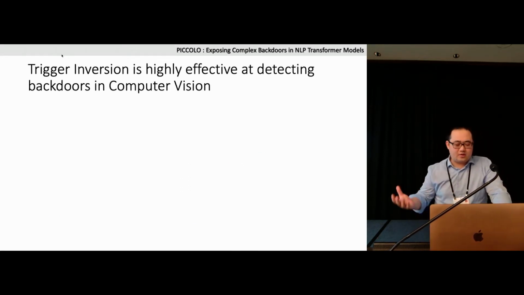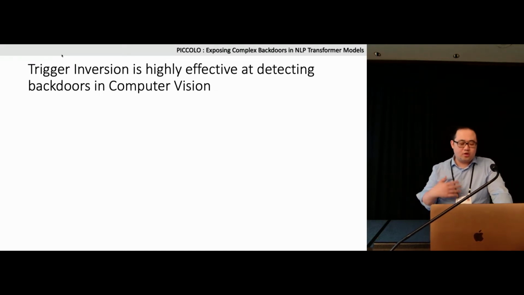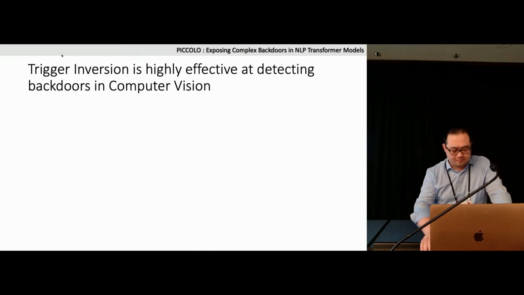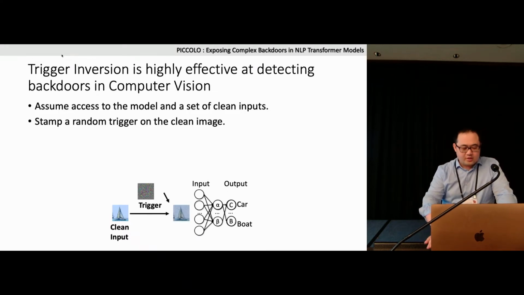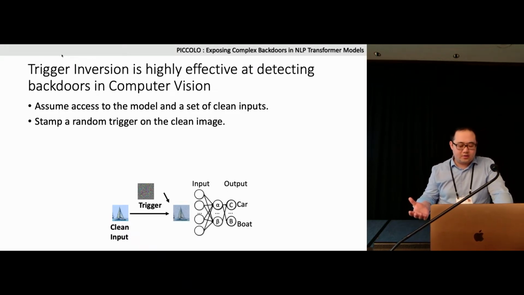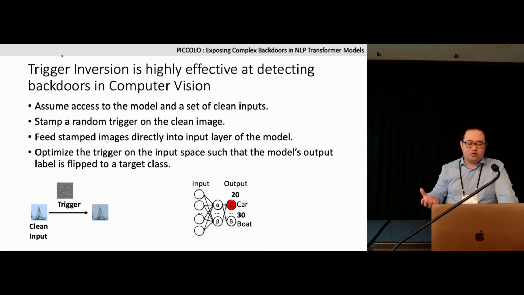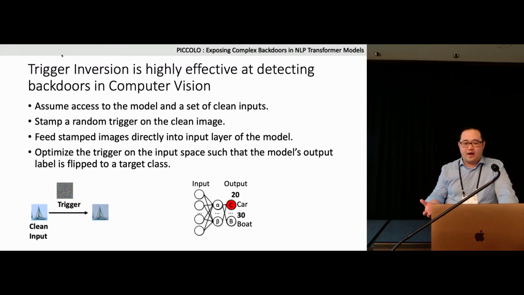To combat backdoors in machine learning, trigger inversion is highly effective in detecting backdoors in computer vision. Let me first introduce what trigger inversion in computer vision is. It assumes access to a model and a set of clean inputs. Then it stamps a random trigger on the clean image and feeds this stamped image directly into the input layer of the model. Then it optimizes the trigger in the input space such that the model's output label is flipped to a target class.